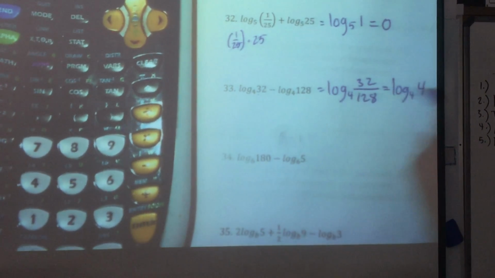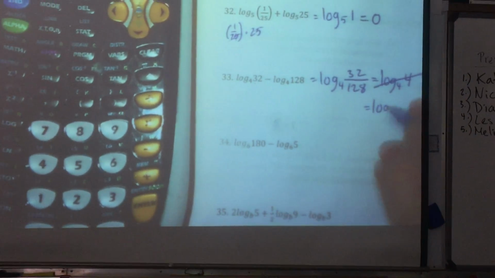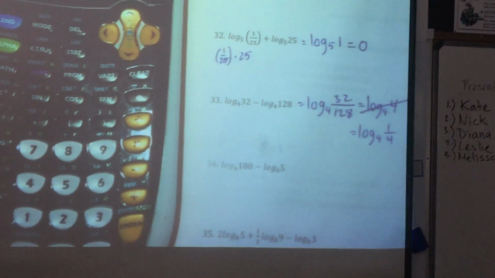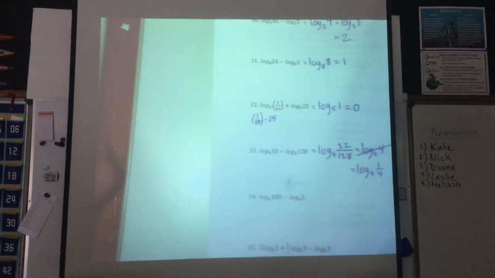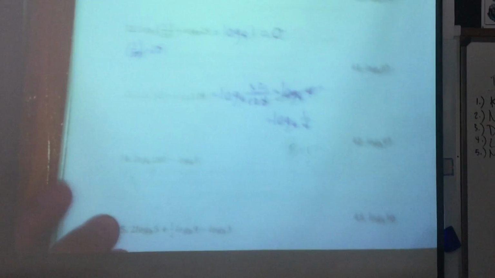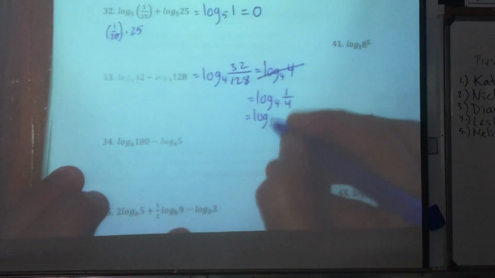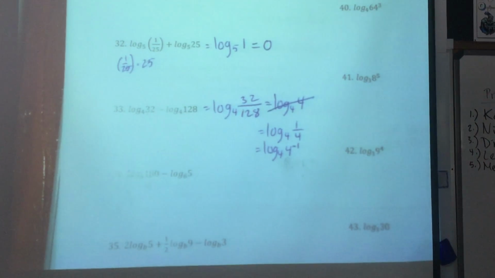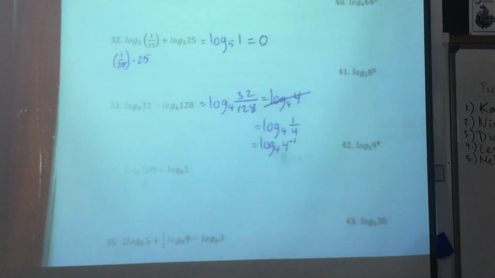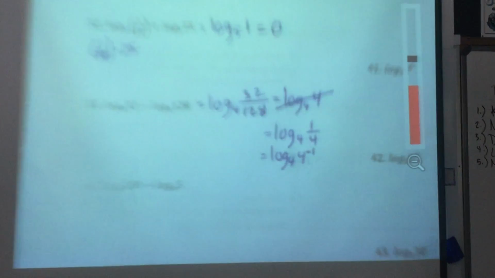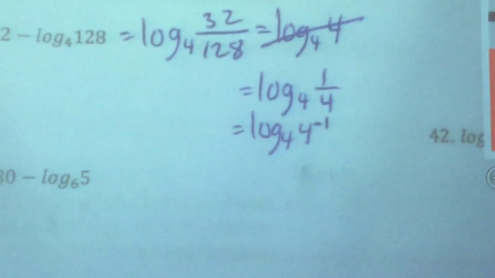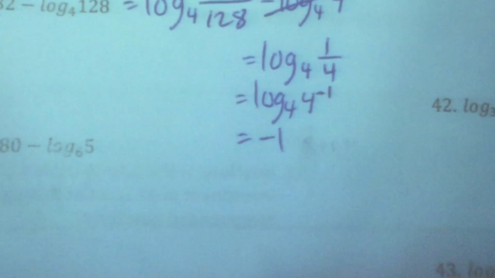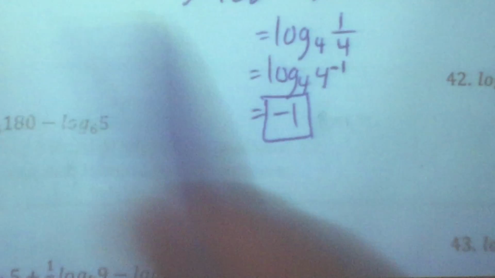Nope, not 4. Wrong. Let's fix that. Log base 4 of 1 over 4. Right? 32 over 128 is not 4. It's 1 over 4. So now you can simplify that. Log base 4 of 1 over 4. That's the same thing as log base 4 of 4 to the negative 1 power. That's the reciprocal of 4. So that means 4 to the negative 1 power. And now notice that the base and the argument match. So the answer there is just whatever the exponent is, which is just negative 1. And that's it. That is all just negative 1.